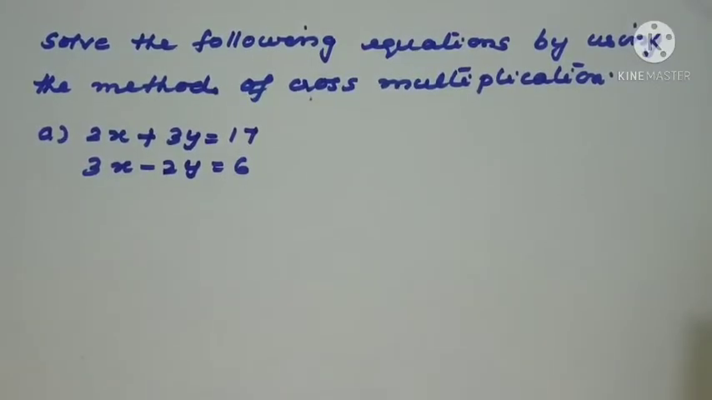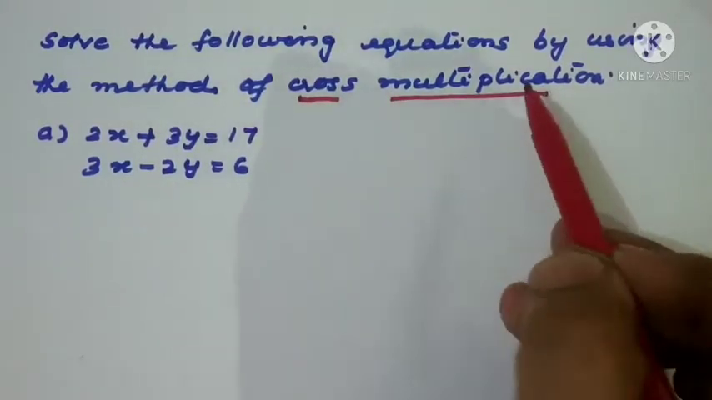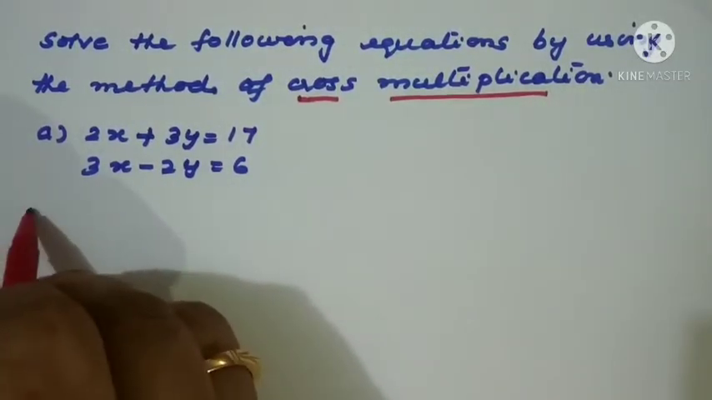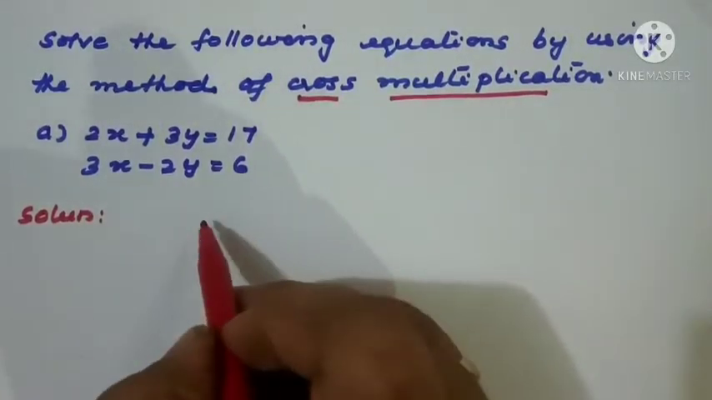Solve the following equations by using the method of cross multiplication. The first question is 2x plus 3y equal to 17 and 3x minus 2y equal to 6. So we have two equations. We already studied substitution and elimination. Now we are going to study the cross multiplication method. The first step is that we should write the given equations in the standard form.